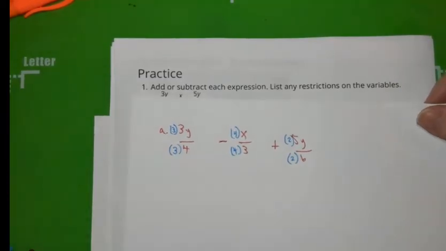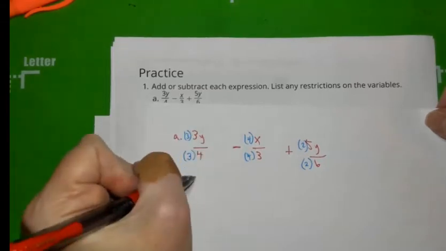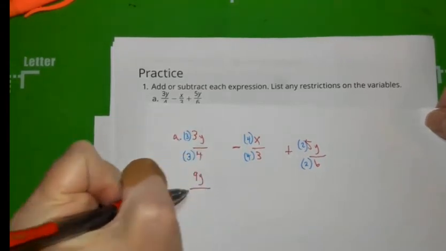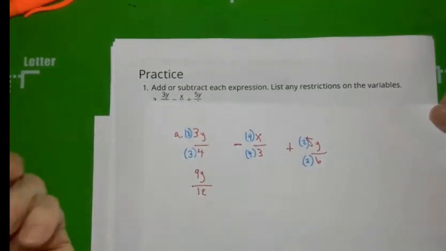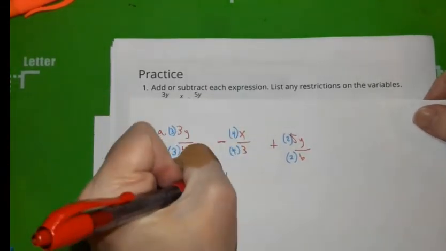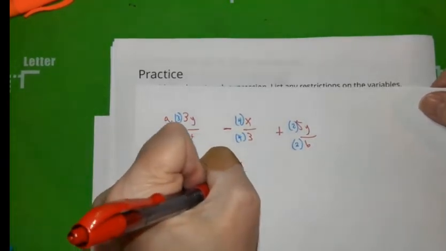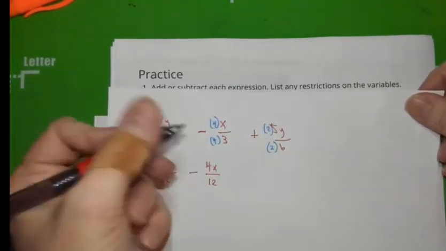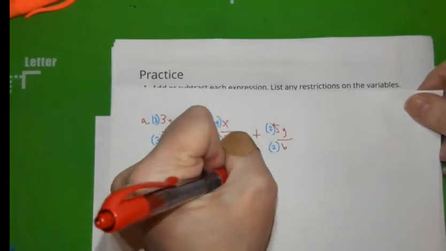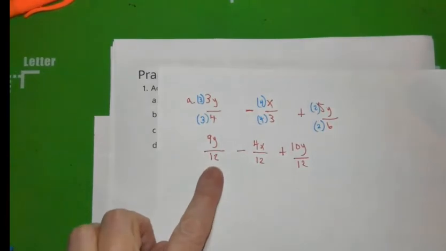Next, we're going to multiply the numerators out. So 3 times 3y would be 9y. And we'll put that over 12, because 3 times 4 is 12, minus 4 times x is just 4x. And then 4 times 3 is 12. And then 2 times 5y is 10y. And 2 times 6 is 12. Now all three denominators match.